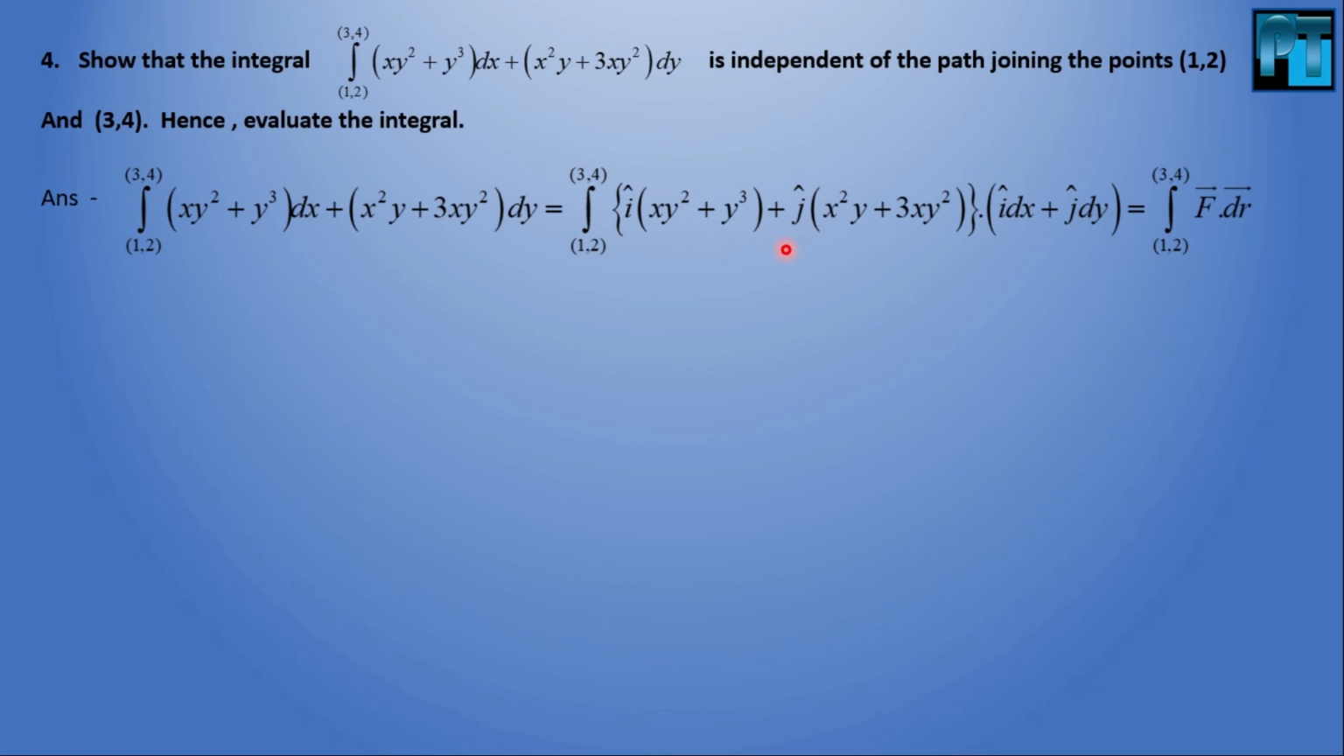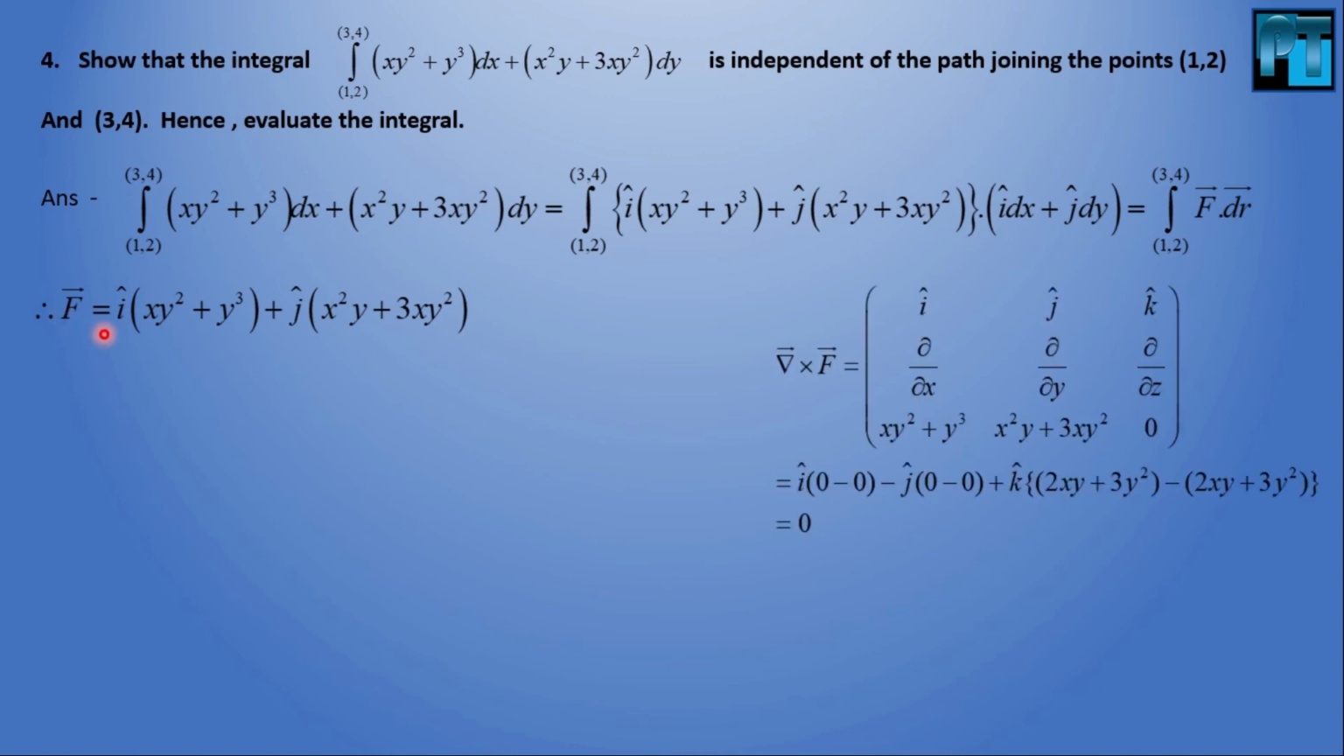Like we can rearrange this like this. This is our F and this is our dr. So F can be written as this one. Now we have to do a cross product, because we have to show that F is independent of path. So del cross F should be 0. Del cross F is written here.